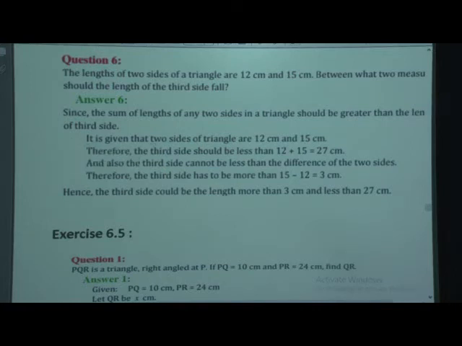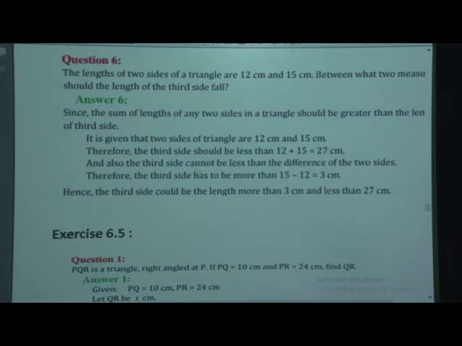So it is given in the question that the 2 sides of a triangle are 12 centimeter and 15 centimeter. So we are writing here 12 centimeter and 15 centimeter. So here the third side should be less than the sum of 12 and 15. So the third side should be less than 12 plus 15, which is equal to 27 centimeter.